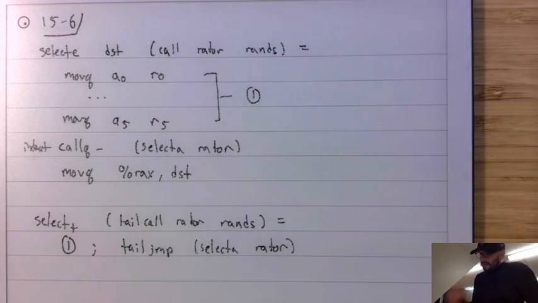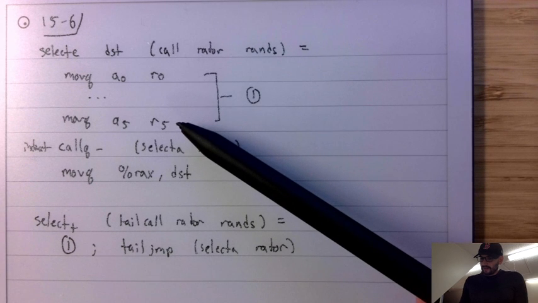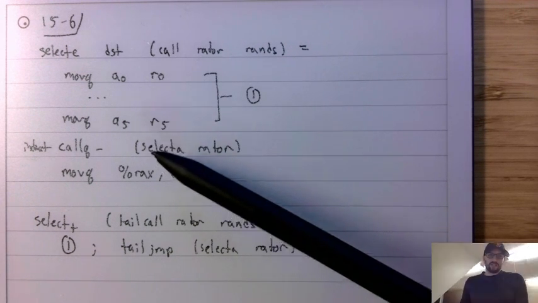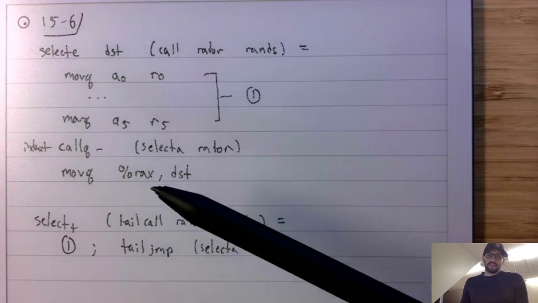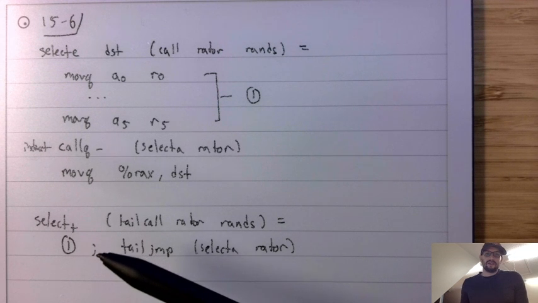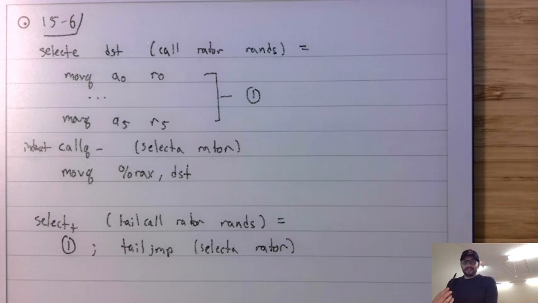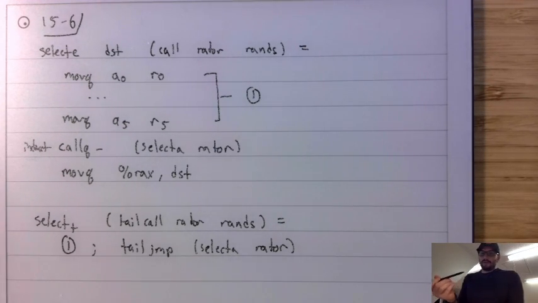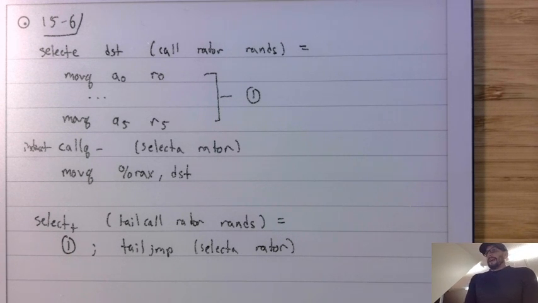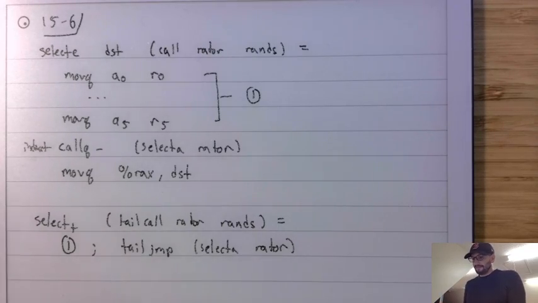Okay, so if we see a call, we load the arguments, and then we do an indirect call queue and then move RAX to the destination. Or if it's a tail call, we do that same argument loading, and then we do the tail jump. And of course, that tail jump we know is going to get turned into that postlude that restores the stack, and then a concrete jump. Okay, what do we need to do next?